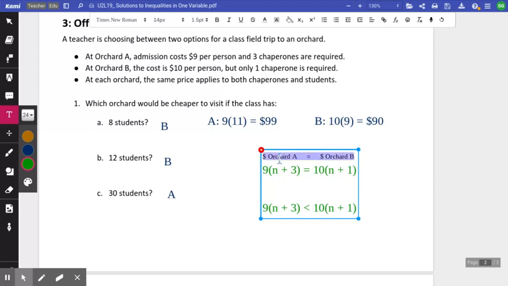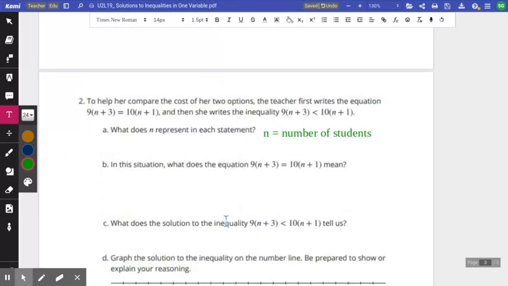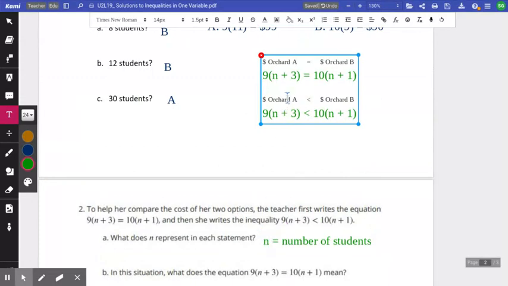Well, similar to what we did before, in the inequality, that left side is still describing orchard A, the right side is still describing orchard B, but now we've got a less than sign in between them. So what that inequality is describing is orchard A costing less money than orchard B. It asks, what does the solution to the inequality tell us? Well, if I were to solve that inequality, it's going to tell me how many students would need to go to make orchard A cost less than orchard B.